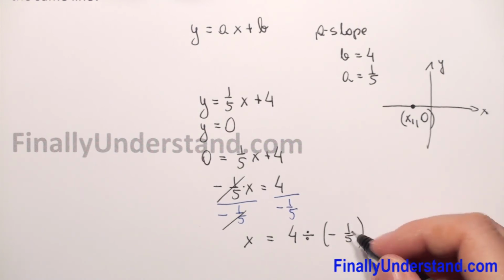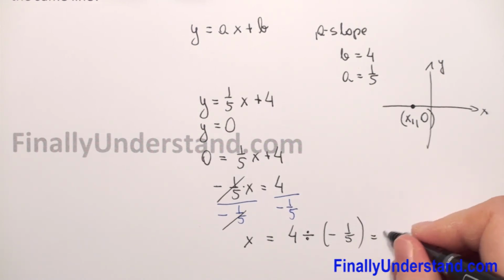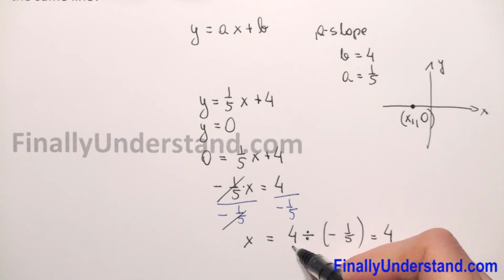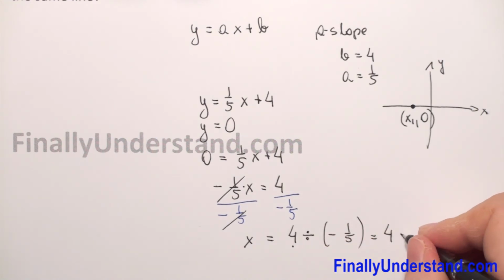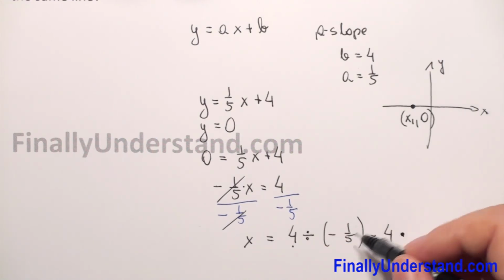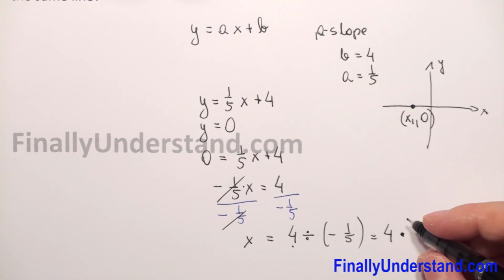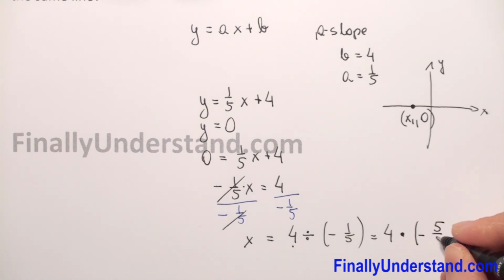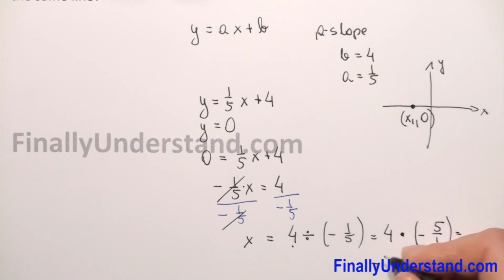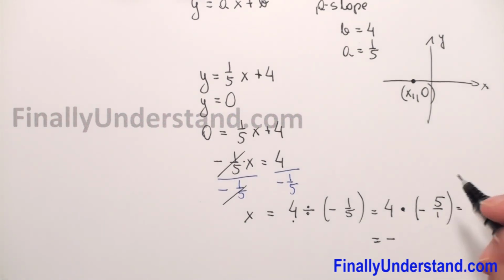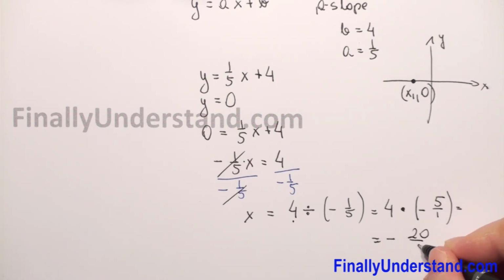How do we divide? When we have fractions, we have to copy the first number, change the division sign to multiplication, and flip the second fraction. So the negative sign, of course, we have to copy, and we will have 5/1. So this is equal, positive times negative is negative, 4 times 5 is 20/1, so this is negative 20.